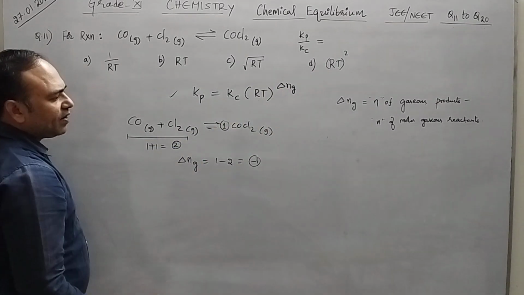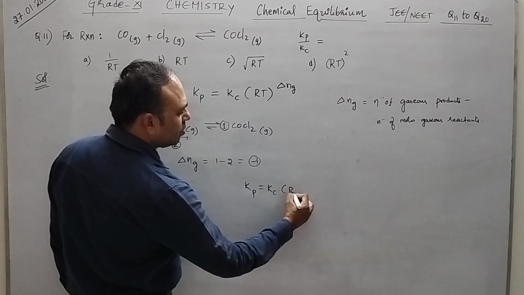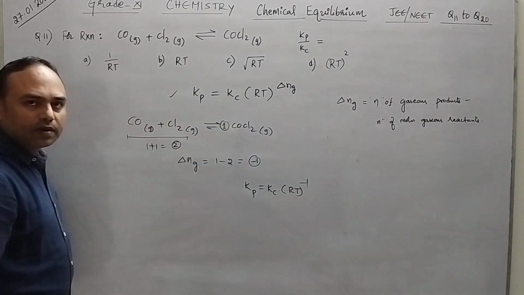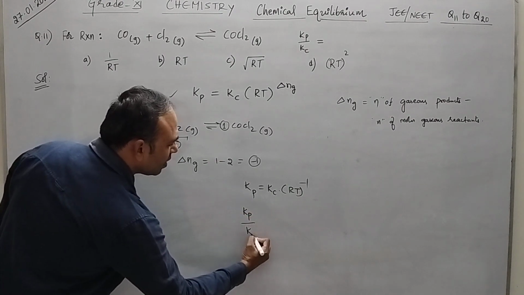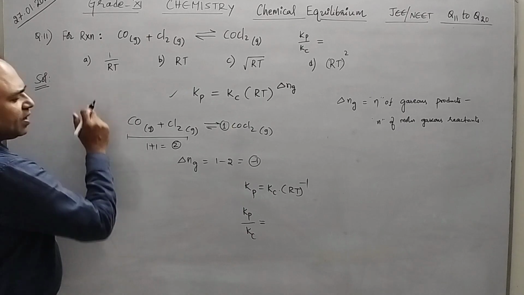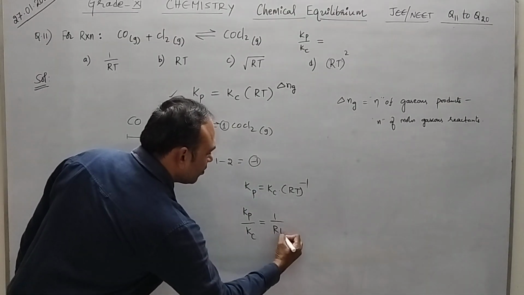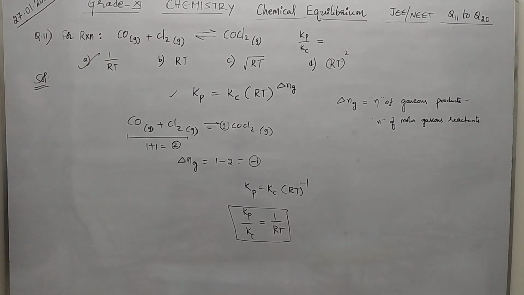Substitute delta Ng and find out what we get. Kp is equal to Kc into RT power minus 1. We want the ratio, therefore send Kc to the other side. You get Kp by Kc is equal to RT power minus 1. You can observe here it is also written as 1 by RT. So answer is A. Hope you have understood this. Copy the solution and let's move to question number 12.